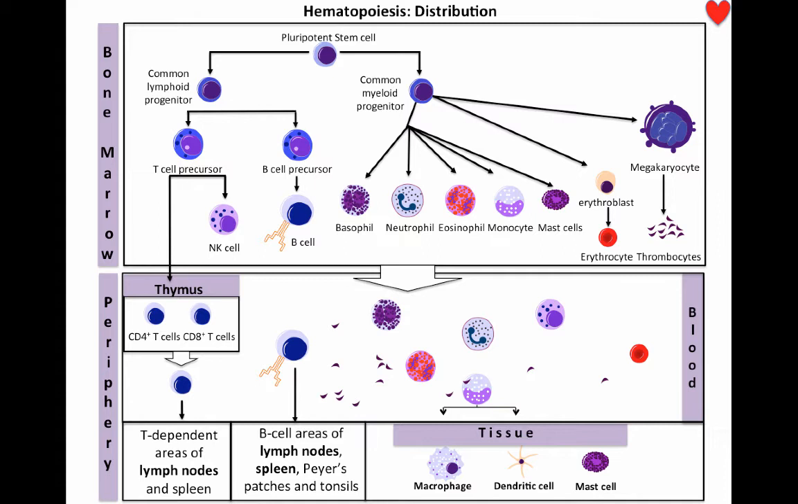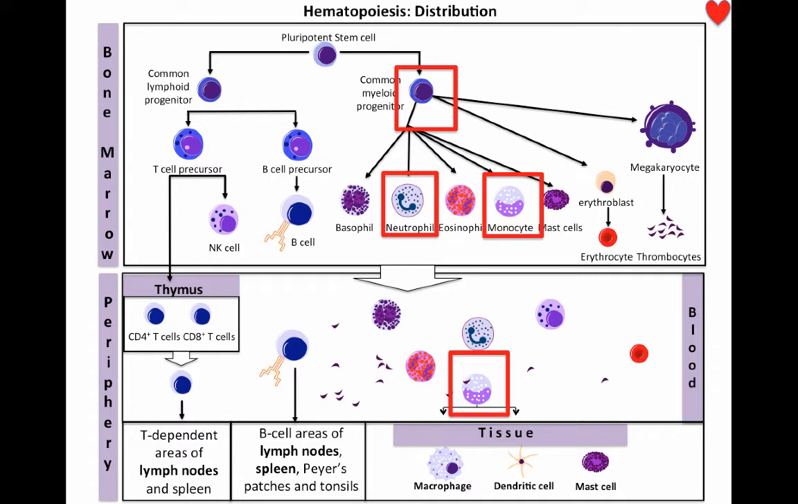Hematopoiesis is the process of creating blood cellular components in the bone marrow. Neutrophils and monocytes are derived from a common myeloid progenitor cell. Monocytes are going to travel in the blood, and when they get into a tissue, they will differentiate into macrophages and some dendritic cells.